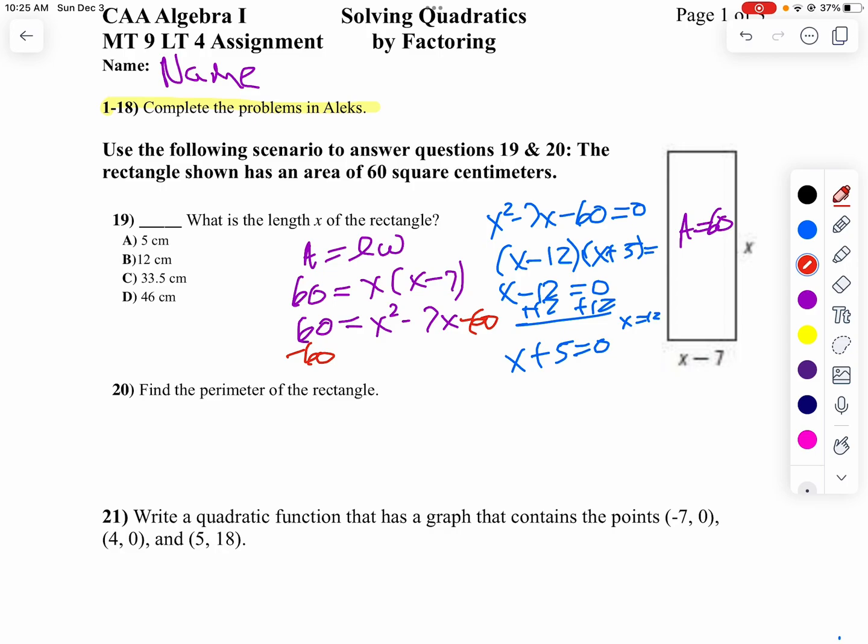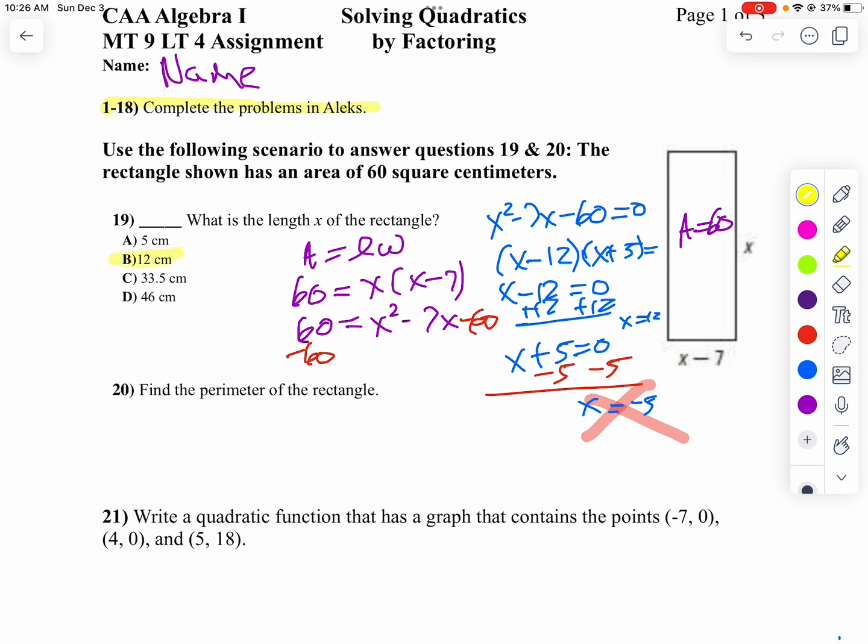In the second case, I'd end up with a negative. You can't have a rectangle with a negative side, so we're going to throw that one out. Although it's an answer to what we get when we factor it, it's not an answer to the problem. So x equals 12 is going to be our answer, so it would be choice B.